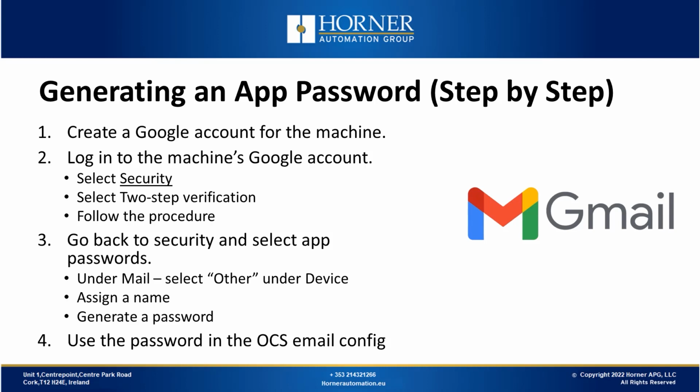Under Mail, you'll find a list of devices that are available, and you select the last one, which is Other, and then you have the ability to assign a custom name that could be something like OCS 1234 or whatever you want to call it. After you've assigned a name, you now have the ability to generate a password. That password will be the one you input for the OCS when it's logging into the SMTP server for Google.